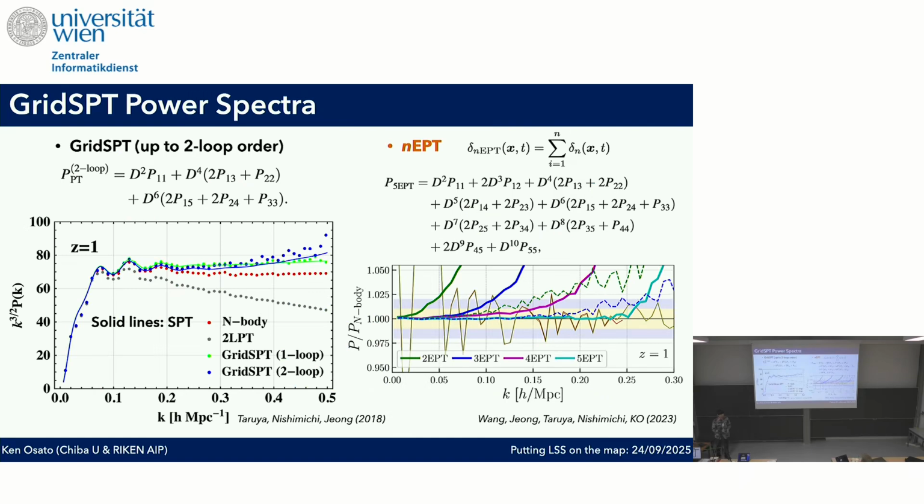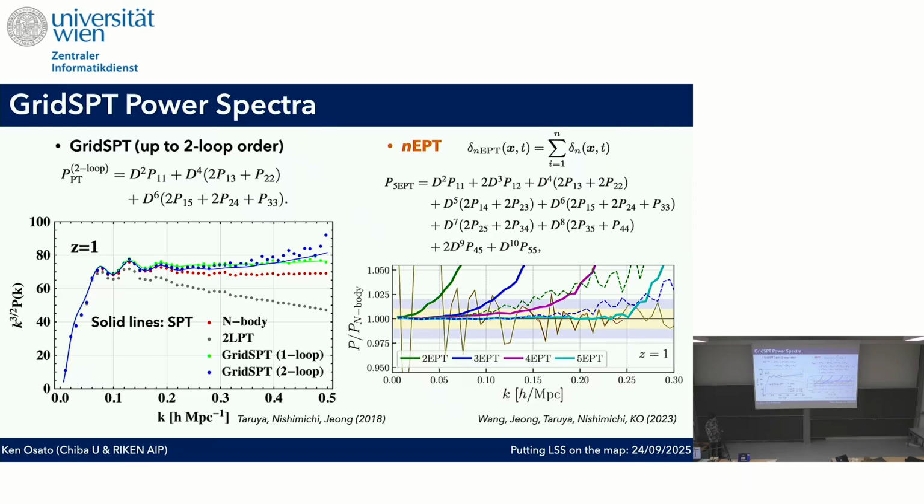And at the statistical level, they have already checked the power spectrum. Here I'm showing the power spectrum compared with the n-body and just the SPT 2-loop as well. Of course, because GridSPT is also based on the SPT framework, that gives you quite consistent results with the SPT. This solid line is just the SPT 2-loop result, so analytical results, compared with the blue one, which comes from the GridSPT 2-loop for a given realization, to be consistent. This is just up to 2-loop order.